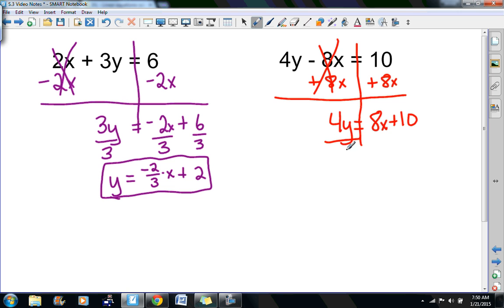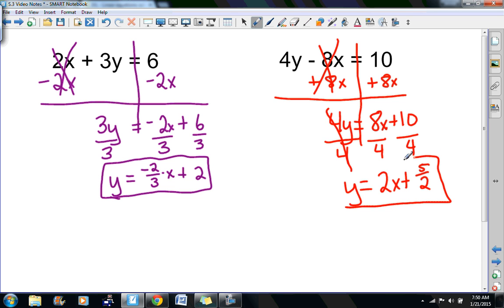And now I want to divide by 4 on every term. So 4 divided by 4 is 1, so it's just 1y or just y. 8 divided by 4 is 2x. 10 divided by 4, there are a lot of ways you can write this. You can leave this as 5 halves, I just simplified the fraction. You could leave it as 2.5. Those are all mathematically correct. That's the one I'm going to pick.